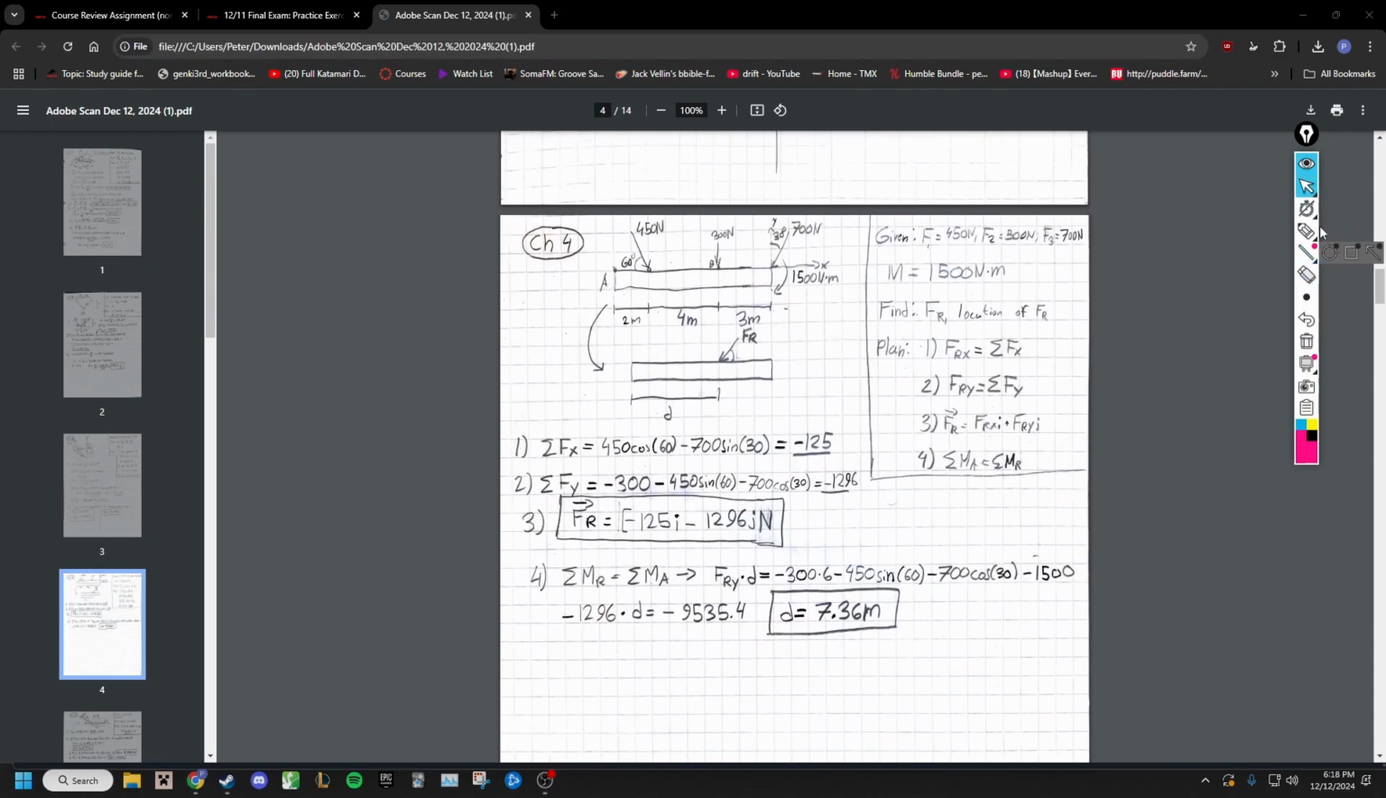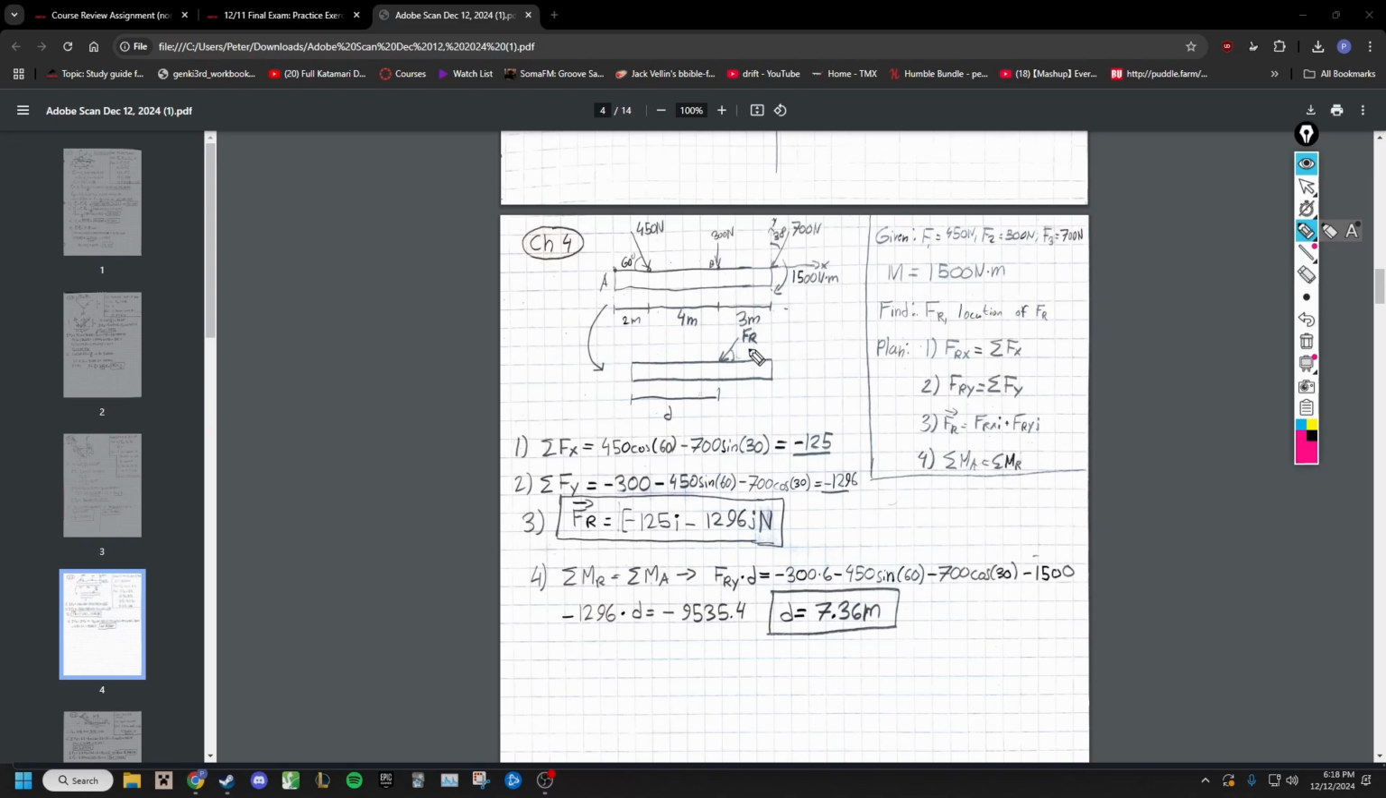To solve the third question, we will first list our givens, which is that this force here is equal to 450 newtons, the force at B is equal to 300 newtons, and the force at C, I'm not actually sure if that's C, but just the point all the way over here, is equal to 700 newtons, and then there's a moment acting at this point that is equal to 1,500 newton meters.